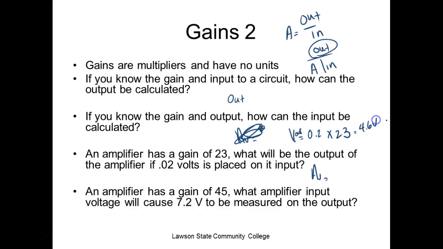4.6 volts. That would be volts, right? An amplifier has a gain of 45. Amplifier input voltage will cause 7.2 volts to be measured on output. So this is V in. So this is going to be what? 7.2 divided by 45. Volts.